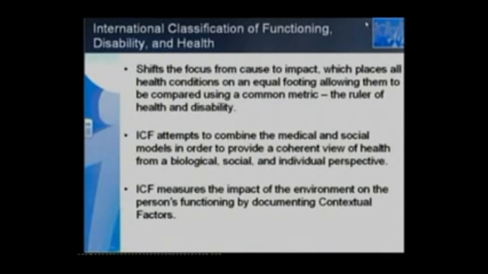The ICF really tries to combine the medical and social models in order to provide a coherent view of health from a biological, social, and individual perspective. The ICF measures the impact of the environment on the person's functioning by documenting contextual or extrinsic factors.